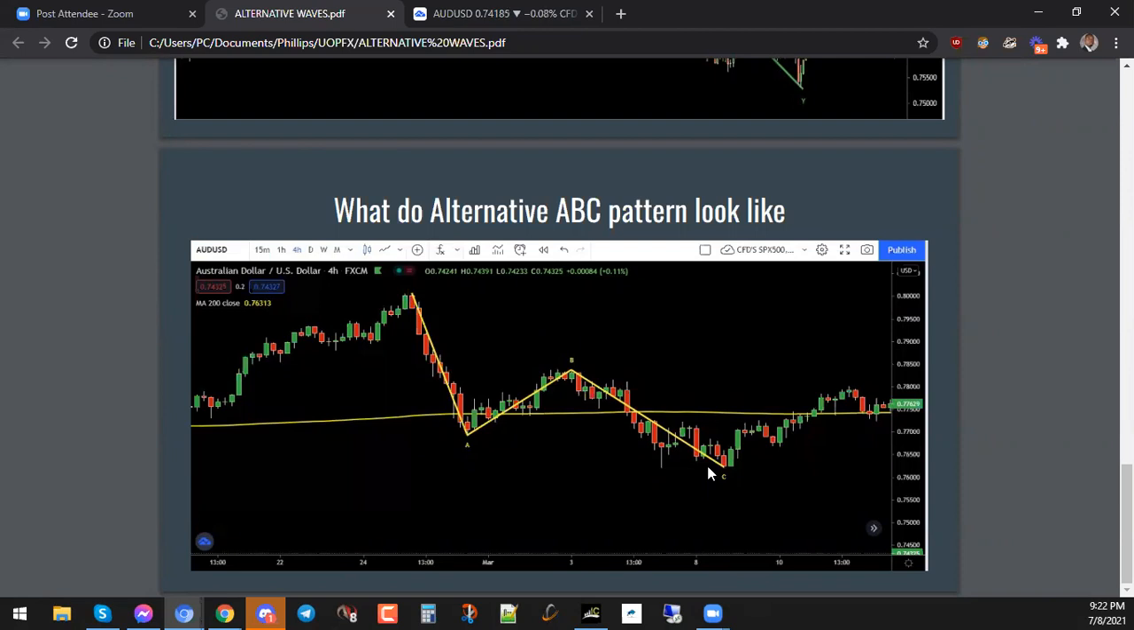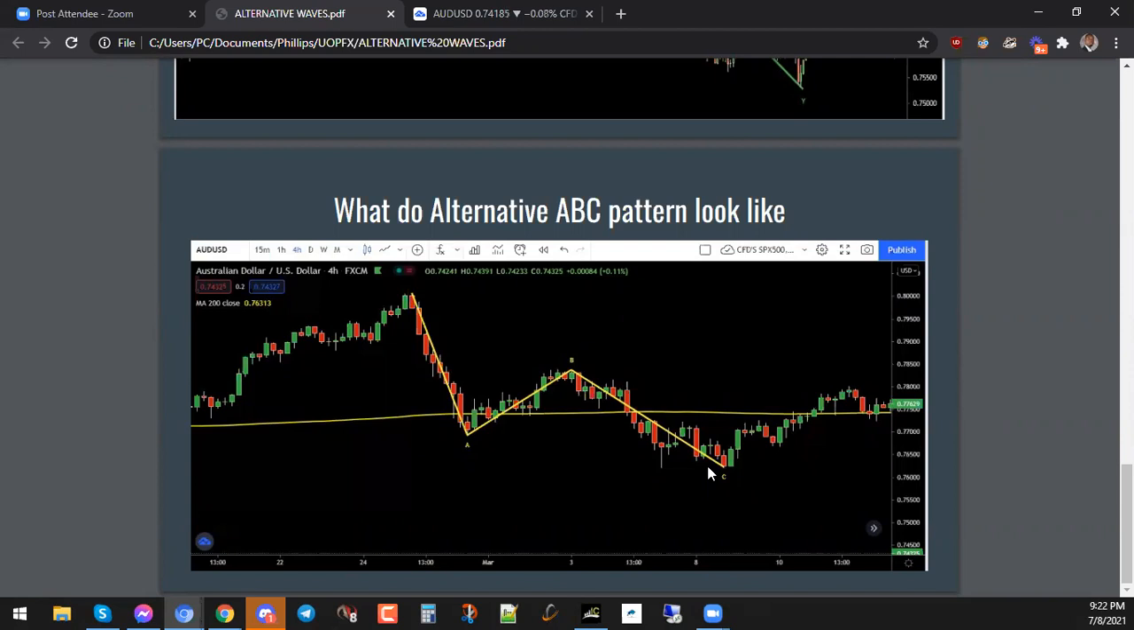Okay? In the ABC formation, you will find it where A is 5, B is 3, or B could be another pattern like a triangle, and you will find the C wave being 5 waves as well. But the C wave could be shorter than the A wave, or the C wave could be longer than the A wave.